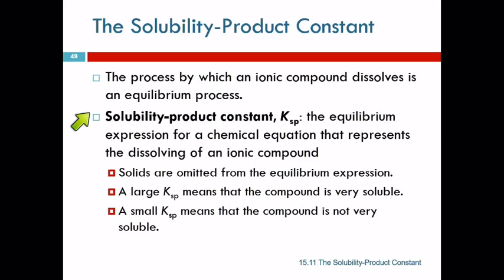So the equilibrium expression for dissolving is called the solubility-product constant. I don't know why, that's what they call it, KSP. SP for solubility product. It's the expression for a chemical equation representing the dissolving of an ionic compound. Just to remember, solids are omitted from equilibrium expressions. If we have a large KSP, that means the compound is very soluble. If we have a small KSP, that means it's not very soluble.